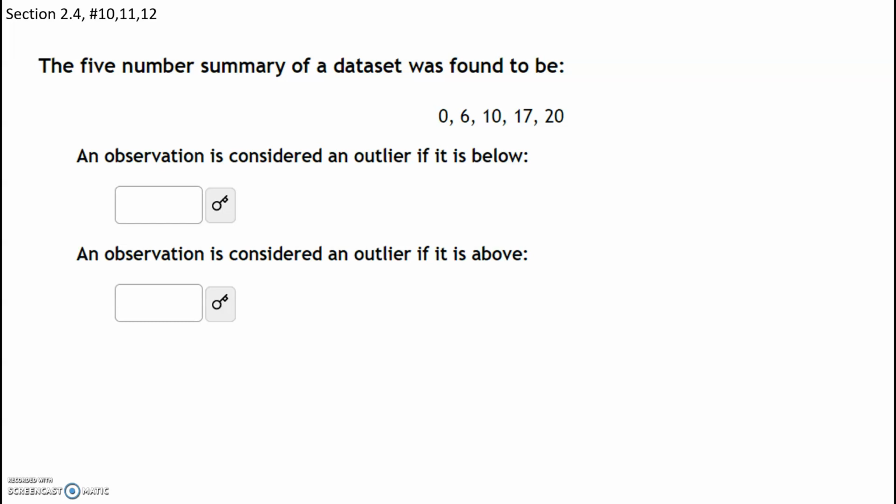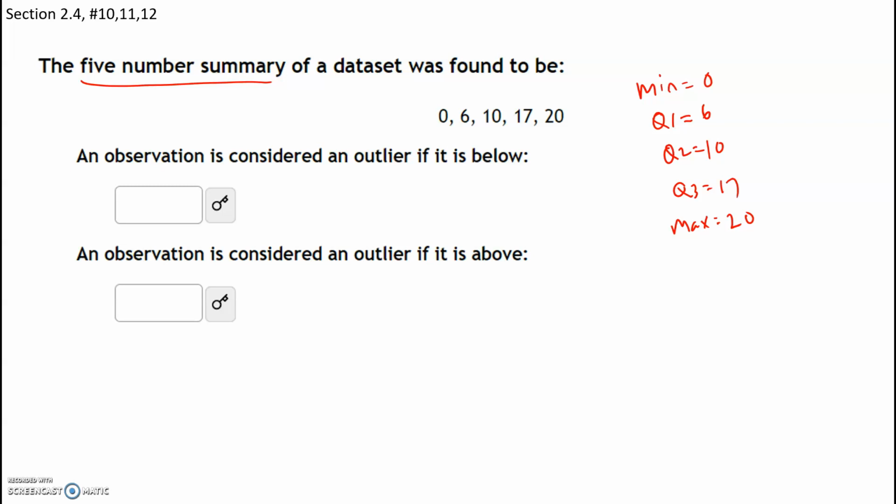All right, so the 5-number summary of the data set was found to be 0, 6, 10, 17, and 20. So what is a 5-number summary? It means that your minimum is 0, your Q1 is 6, your Q2 is 10, your Q3 is 17, and your maximum is 20. So anytime you see this terminology, the 5-number summary, it's always going to go in that order: minimum, Q1, Q2, Q3, and maximum.